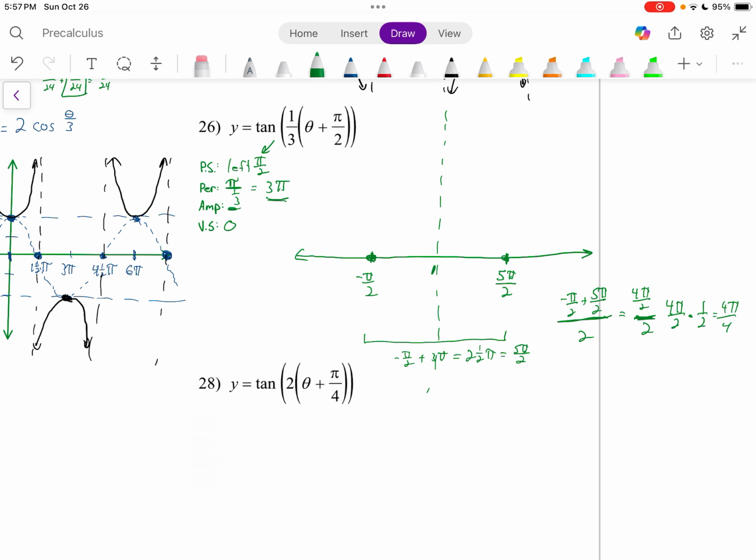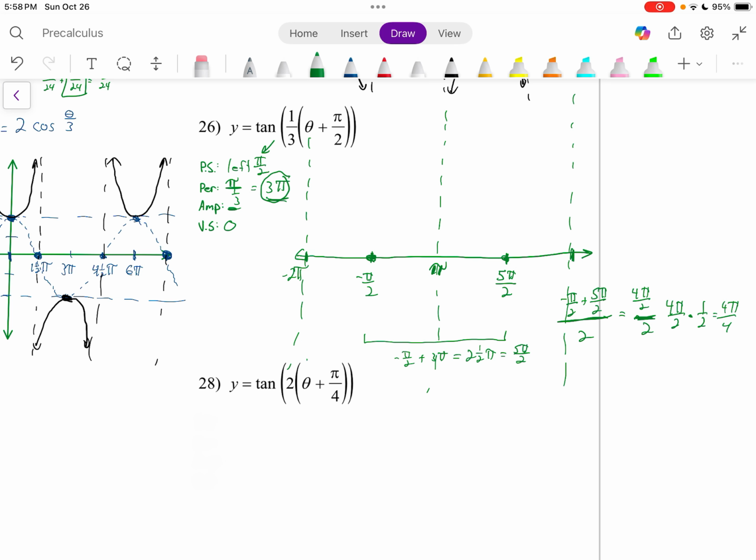So this middle point right here is pi, which makes sense because our period is 3 pi. If we split 3 in half, we get 1.5 pi. Add 1.5 pi gives you pi. Add another 1.5 pi gives you 2.5 pi or 5 pi over 2. What we'll do is we'll put another mark here and put this vertical asymptote. We could go back another 1.5, which would put us at -2 pi. And then we could do one more vertical asymptote.